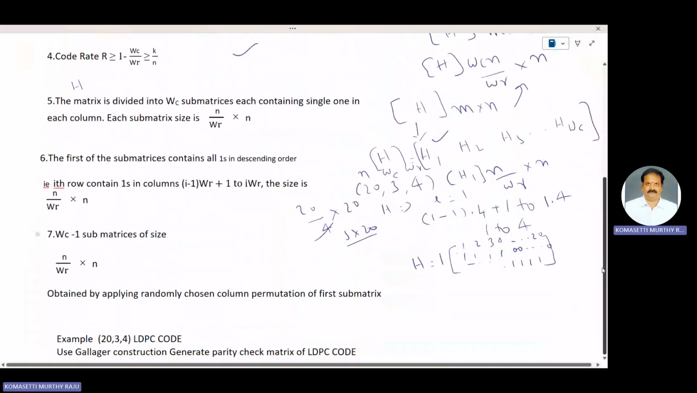Later I will discuss with the example. WC minus 1 submatrices of the remaining, WC is 3 minus 1, that is 2. In this example, the number of submatrices are 3. The first submatrix is H1, like that. The second submatrix and the third submatrix are represented by H2, H3.